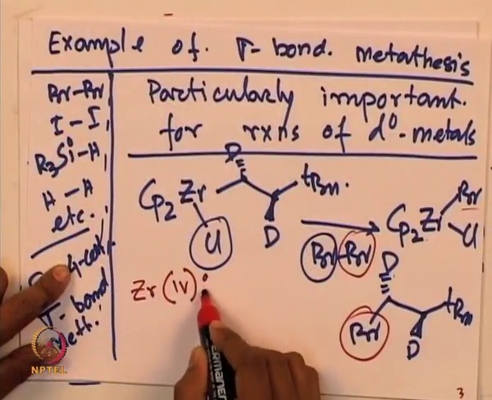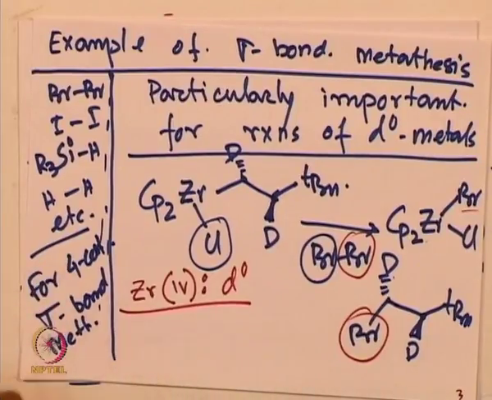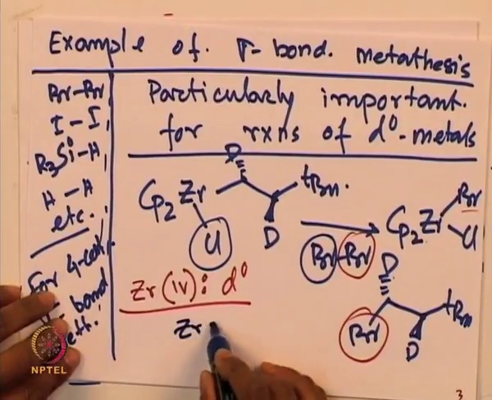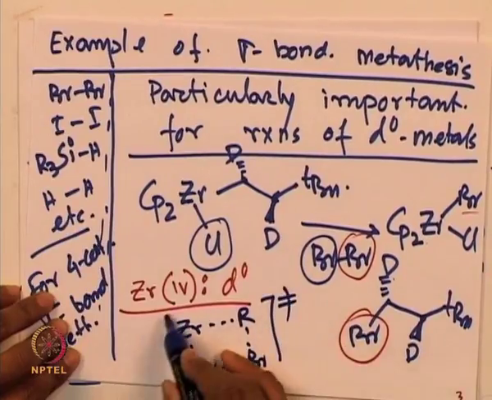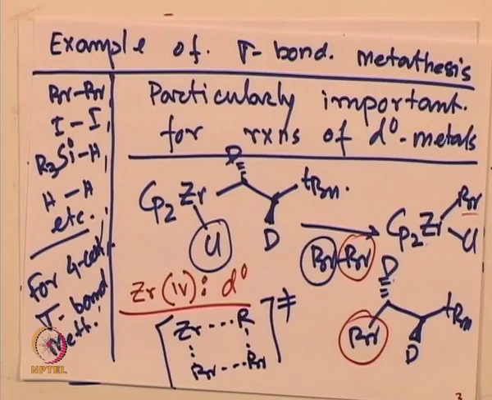So, what we see here is a very special case with the zirconium 4 D0 metal center, and we have also seen that it is going to give you this sigma bond metathesis that we were discussing. So, this is the sigma bond metathesis reaction. Also, another thing more important to notice is that we have taken a center which is optically active. If you look at the product formation, you will see the retention of configuration. That is another strong take home message for the sigma bond metathesis reaction: it is a 4 centered reaction mechanism which undergoes reaction with retention of configuration.